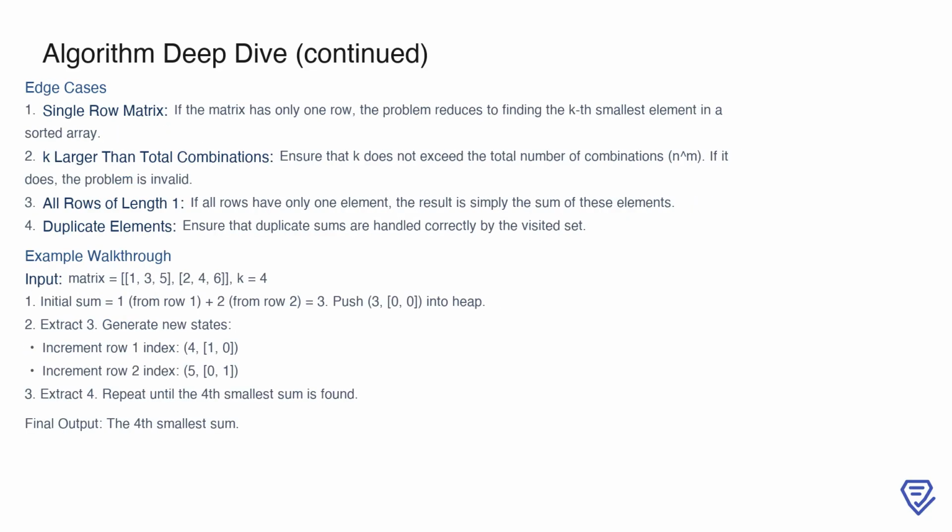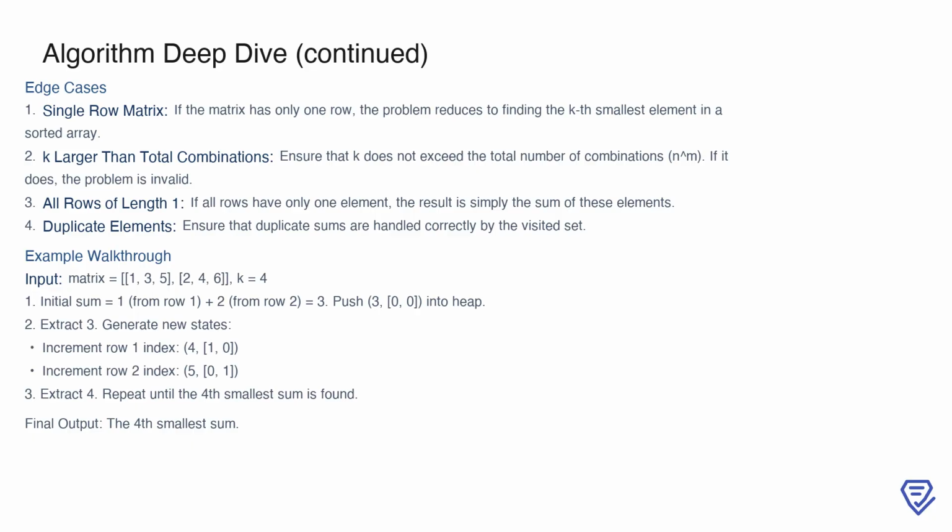If the matrix has only one row, the problem simplifies to finding the kth smallest element in a sorted array. If k exceeds the total number of combinations, which is n raised to the power of m, the problem is invalid, and we must handle this case. If all rows have only one element, the result is simply the sum of those elements. For matrices with duplicate elements, the visited set ensures that duplicate sums are handled correctly.